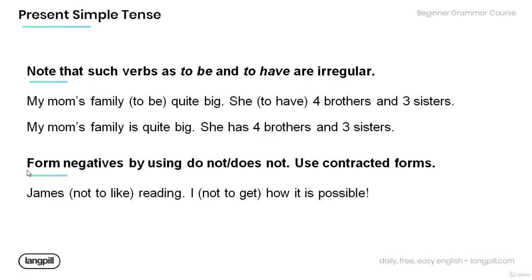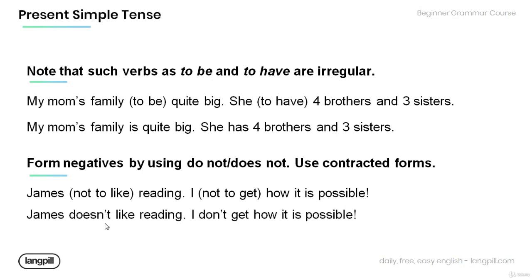Also note that we form the negative forms of sentences by using do not or does not. Read the following sentence and use the contracted forms of the verbs. James not to like reading. I not to get how it is possible. James doesn't like reading. I don't get how it is possible.